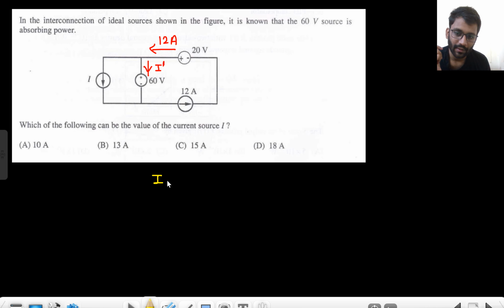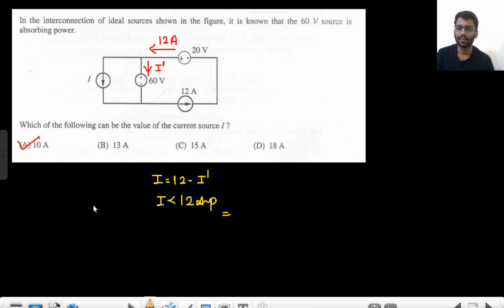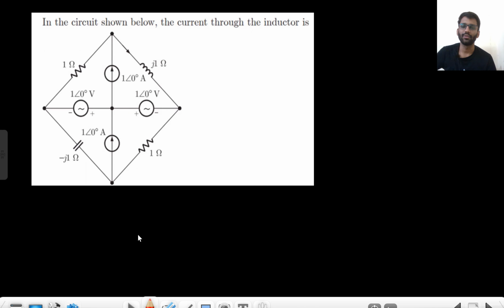Your I would be 12 minus I dash. So basically your I would be lesser than 12, right? So only one option is there for lesser than 12, that is 10 ampere. So 2 ampere current would be going into the positive terminal of the 60 volt battery. That means this 60 volt battery is absorbing 120 watt power. Okay, you can't really tell the exact value, but you can say that the current would be less than 12 ampere. So there is only one option that is less than 12 ampere, that is 10 ampere. Okay, let's move on to this question.